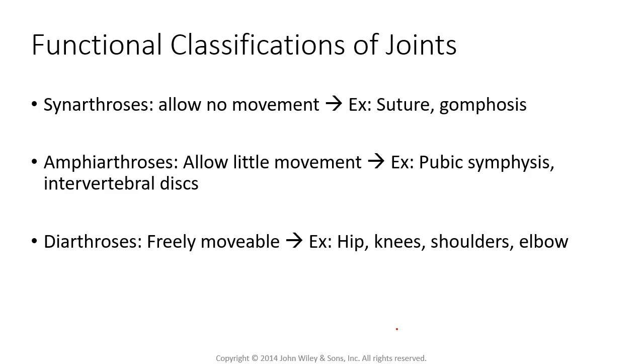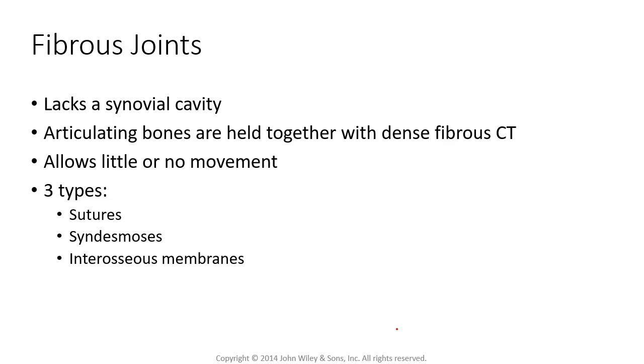Functionally, we have synarthrosis, amphiarthrosis, and diarthrosis. Synarthrosis, we have no movement, such as the gomphosis and suture. Amphiarthrosis, a little bit of movement, so pubic symphysis, intervertebral disc. And diarthrosis, freely movable, so like hips, knees, elbows. These are synovial joints for the most part.